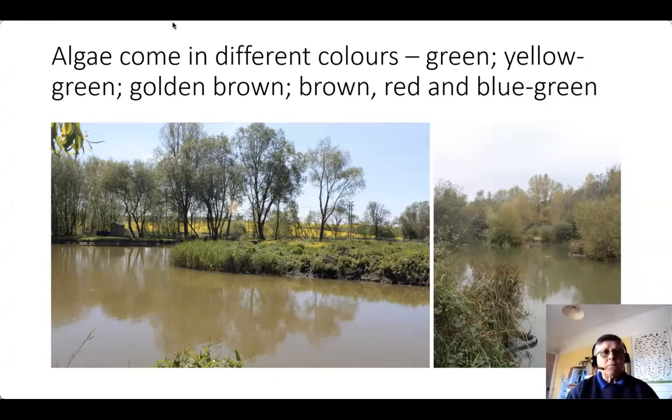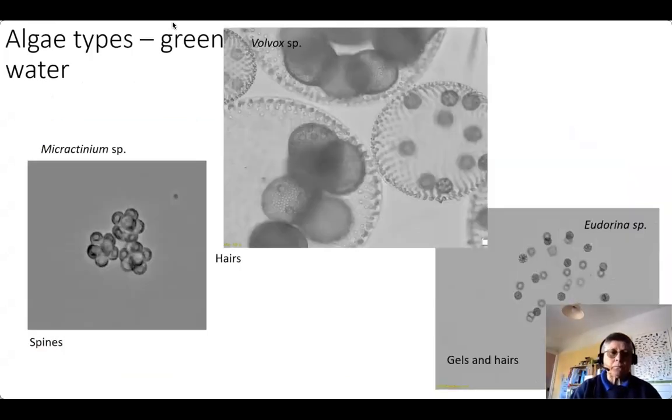Whereas when we're having much milder conditions, you tend to find that the algae blooms start much earlier in the spring. So green blooms, yellow green, and golden brown, brown, red, and blue green. So a whole variety, almost a rainbow color of algae that we can find that occur in fresh waters. If we take a closer look at some of these green algae, here you can see there's Micractinium, there's Volvox and Eudorina.